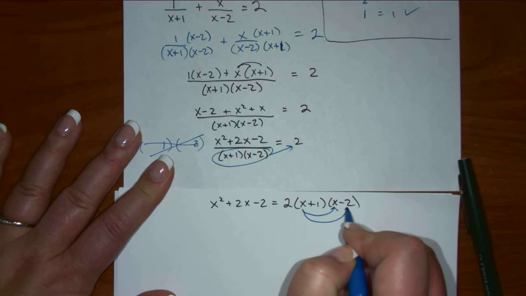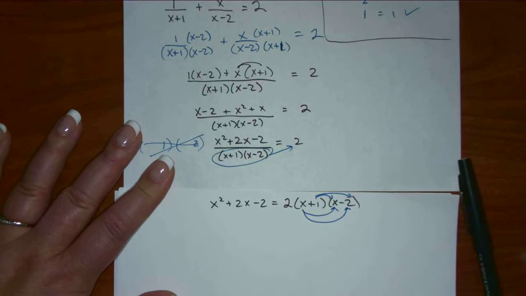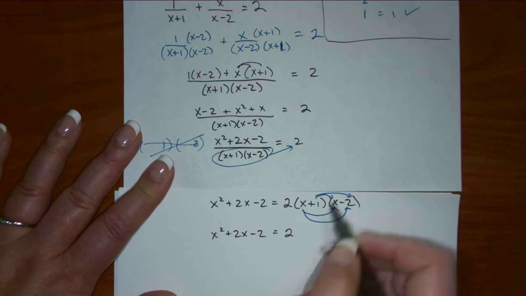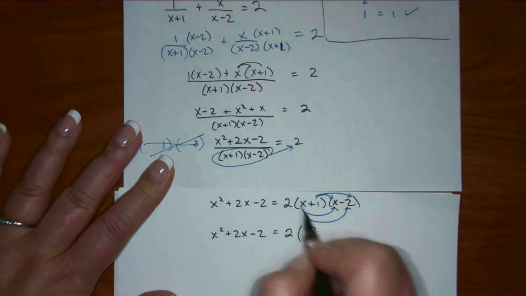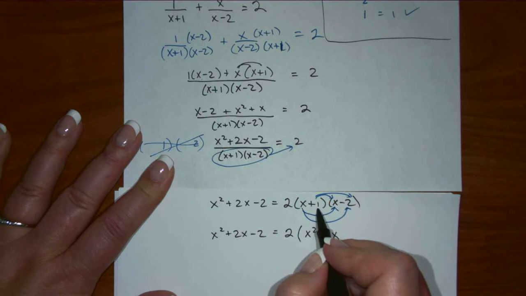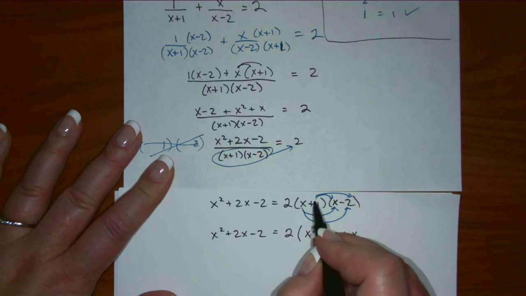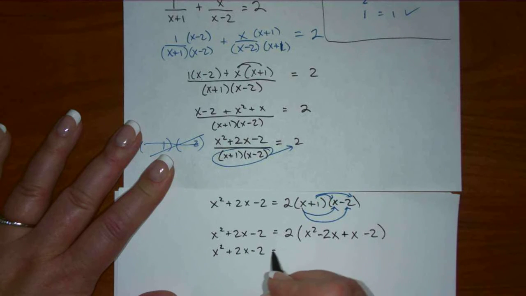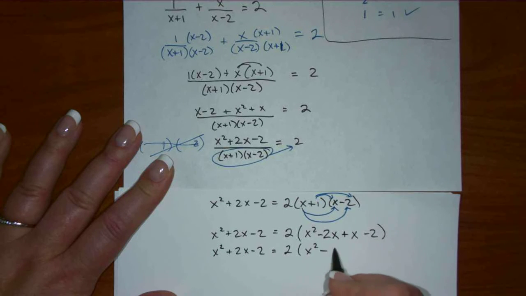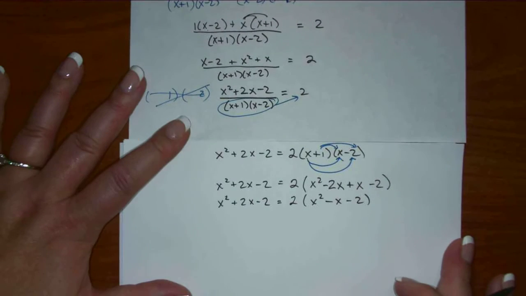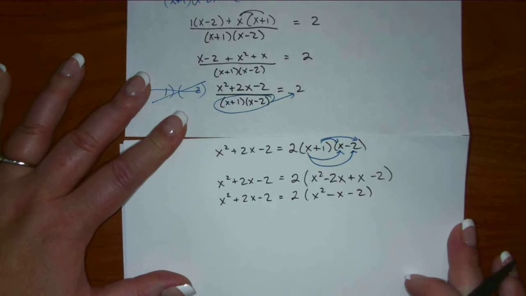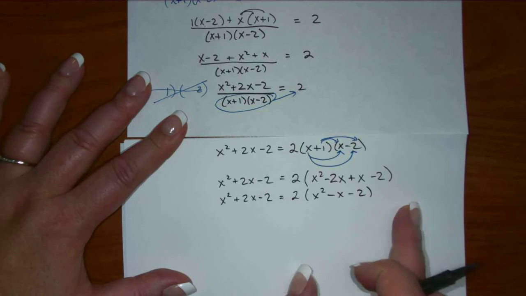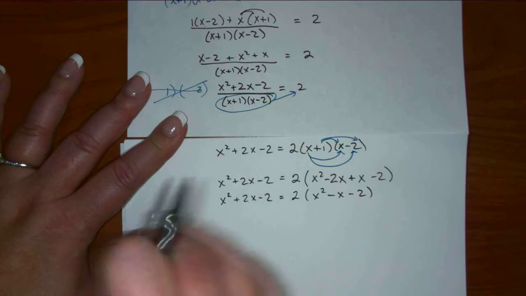and then there's a 2 in front. So here we get x squared minus 2x plus x minus 2. This is x squared minus x minus 2. Now what? Put the 2 in. Because you want no brackets. You want everything individual so you can move it all to one side.